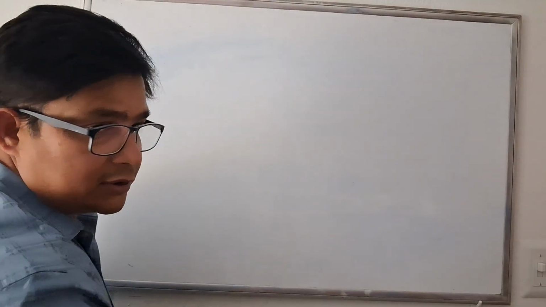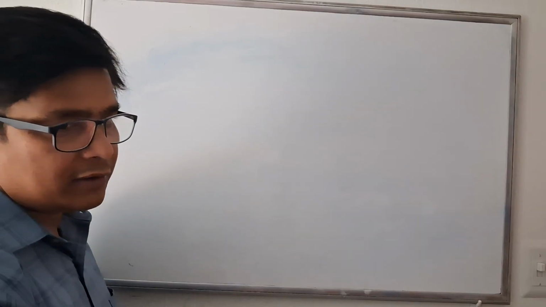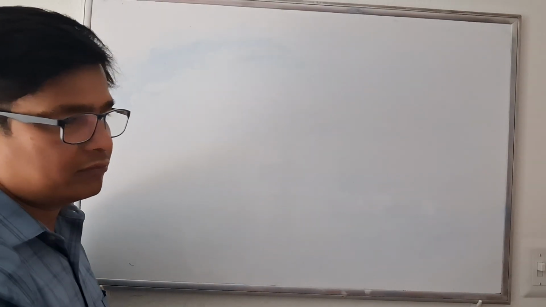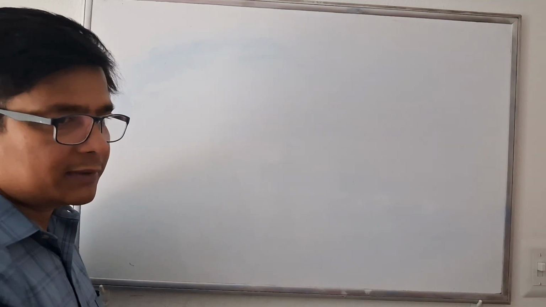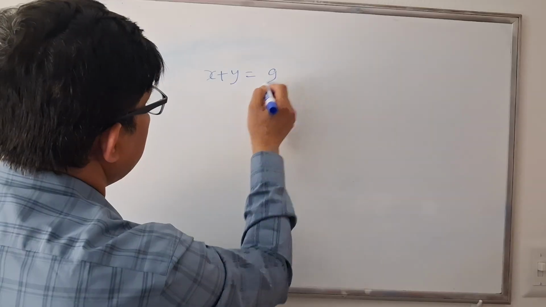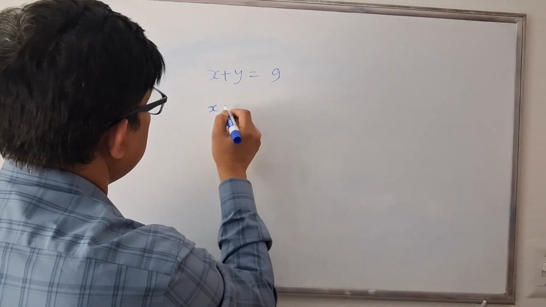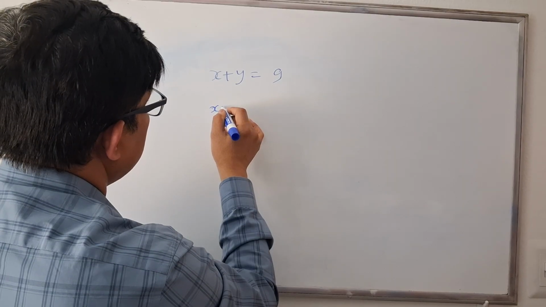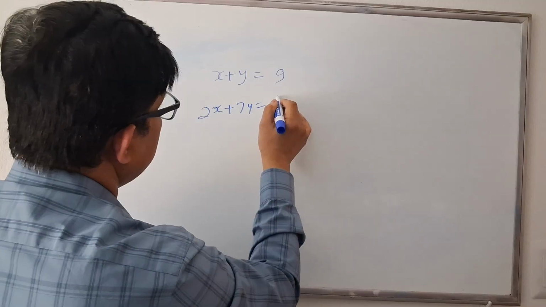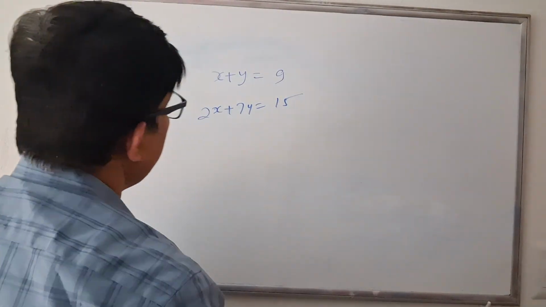Now let's go to substitution. When do we use substitution? Like what we learned while solving equations, where you have two variables or more than two variables. So let's see, x plus y is 9 and 2x plus 7y is 15. I don't know if it's correct, or maybe some fractional value.